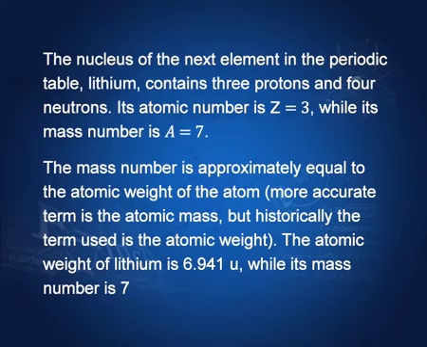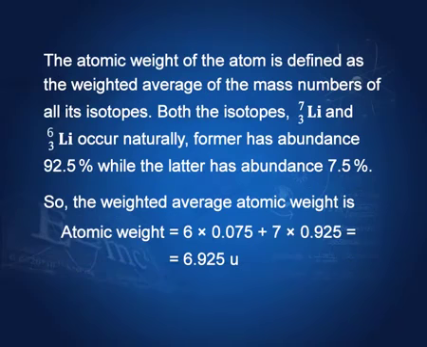U is the international atomic unit. The atomic weight of an atom is defined as the weighted average of the mass number of all its isotopes. Both the isotopes lithium 7 and lithium 6 occur naturally. The former, that is lithium 7, has abundance 92.5%, while the latter, that is lithium 6, has abundance 7.5%. Now, if you average them, the atomic weight becomes 6 times 0.075 plus 7 times 0.925.